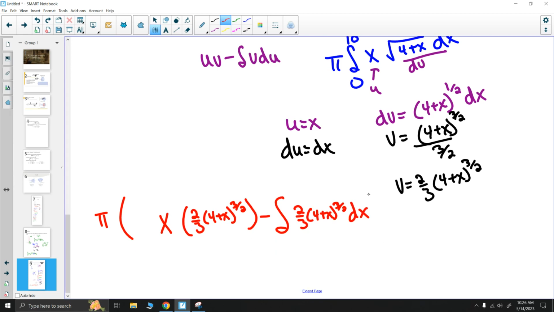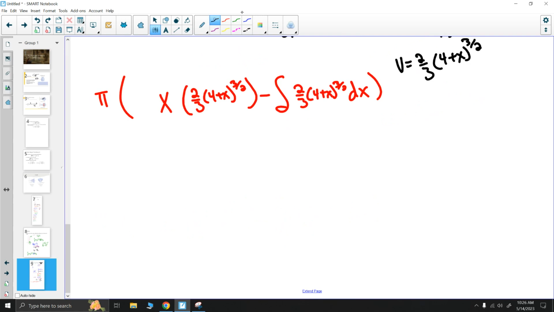Okay, so we're going to clean this up a little bit more. Again, we have to be really careful here because this pi is being multiplied into everything as well. So I'm going to go ahead and distribute it so I don't mess something up later.